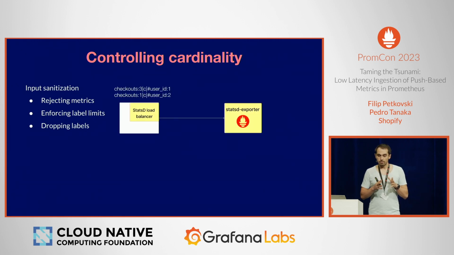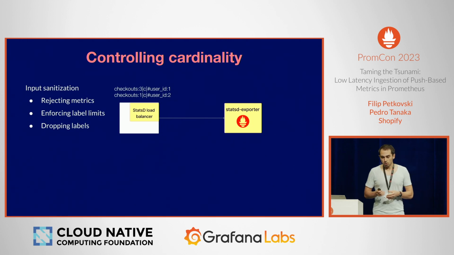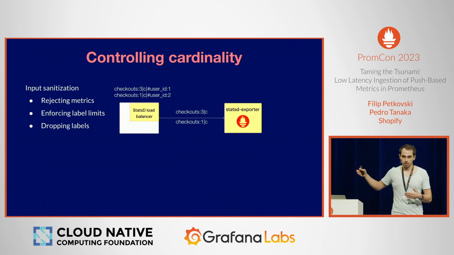So if we take this very simple example again, where we have a checkout metric, it has 2 time series, gets emitted from one instance, and we have this user ID label here, which we've, let's say, determined is very, very high cardinality, as it usually is. So with a push-based, delta-based model, we can simply drop this label, and the load balancer is going to send checkouts 3 and checkouts 1 to the exporter, and because these are deltas, the exporter is going to aggregate them. It knows that this is a counter metric, so it's going to sum them up.